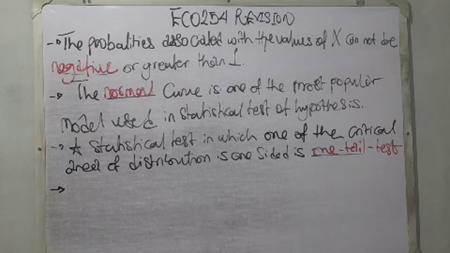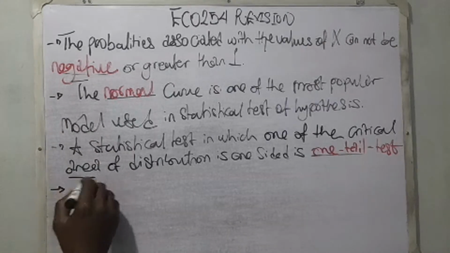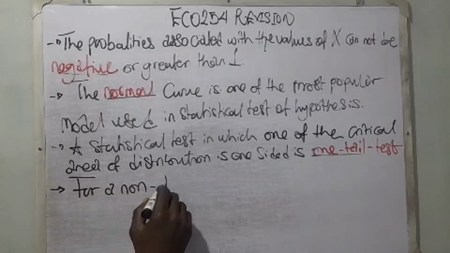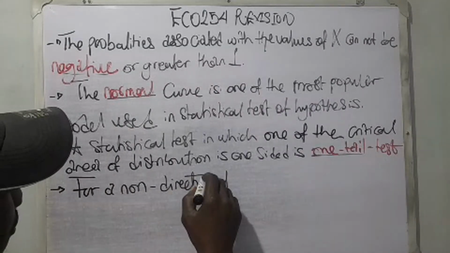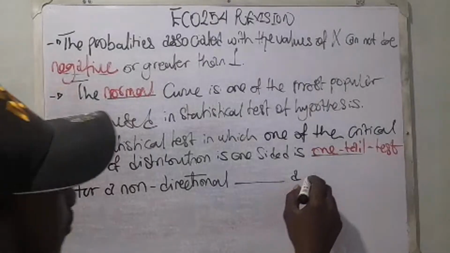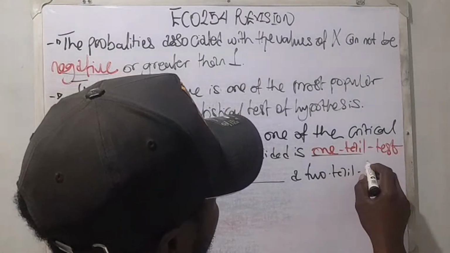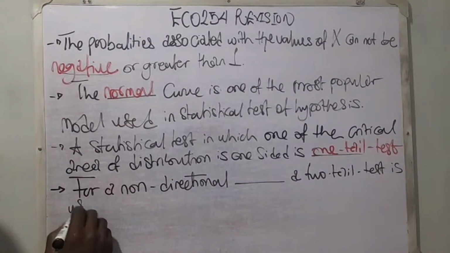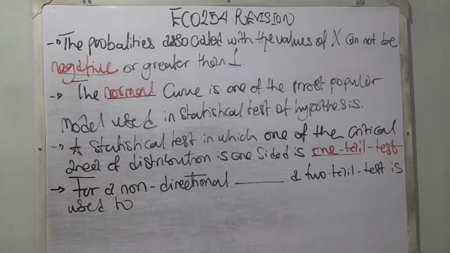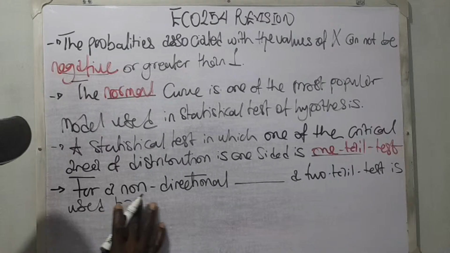For a non-directional dash, a two-tail test is used when finding the critical region for a non-directional dash.